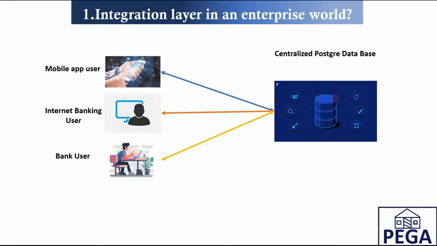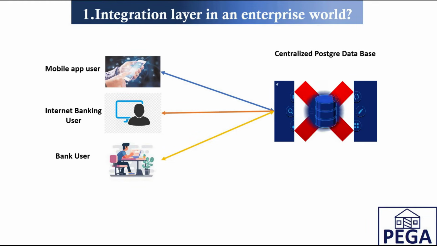Now think about this scenario. Tomorrow the bank decides Postgre is charging a lot, and they realize that there might be some Oracle DB or MySQL DB or something, and they think about getting rid of this Postgre database, because performance wise they found another database cheaper and good, so they want to go for that. So what would happen? What all systems will have an impact? All the systems that you see, the mobile app user system, the internet banking user system, and the bank user system, will have an impact.